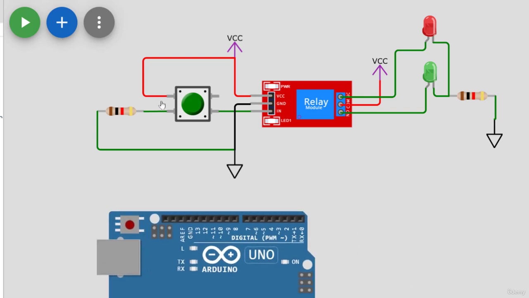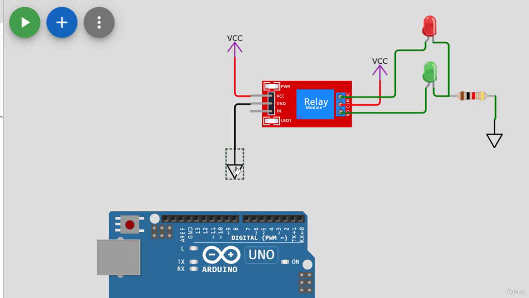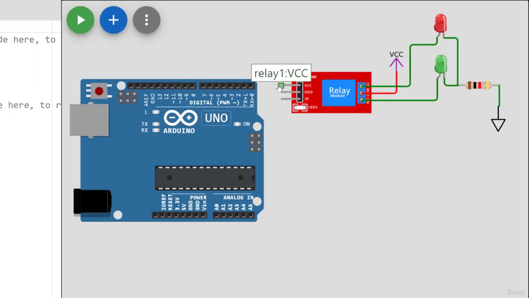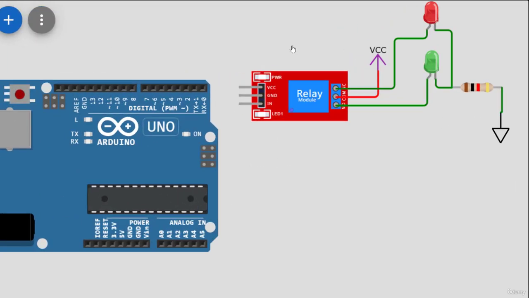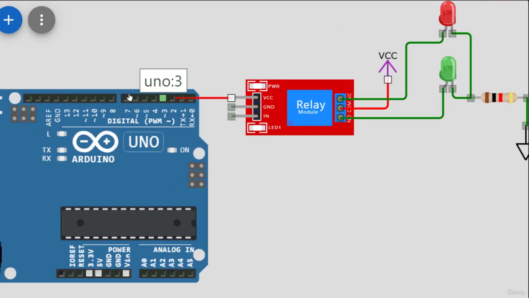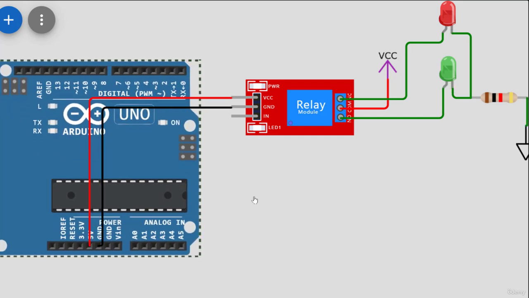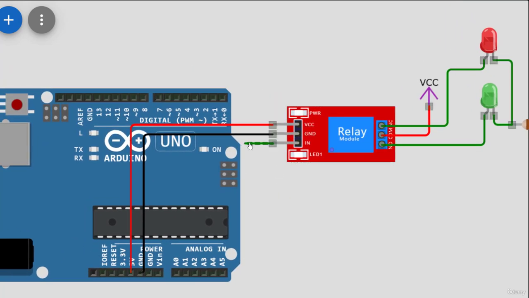So let's modify the circuit here. We do not need the switch anymore. The resistance, we do not need it. Let's power up the relay from the Arduino supply. Okay, we first need to connect the relay VCC to our Arduino VCC. Let's connect it to 5 volt. Then we have ground. Let's connect it to ground. Okay, so the VCC and ground connection is done. Now here comes the input. We'll take pin number 2 as the input from Arduino to relay.